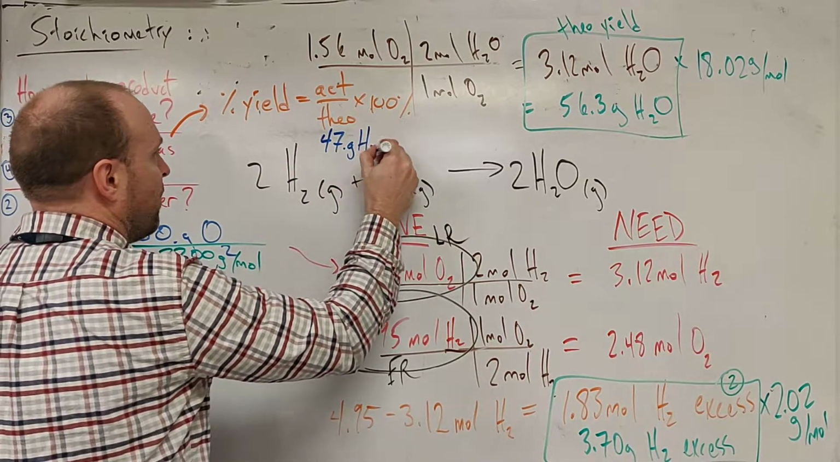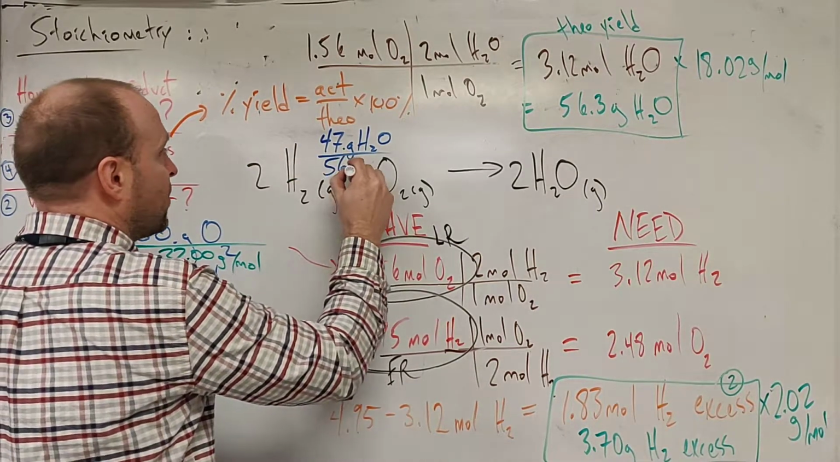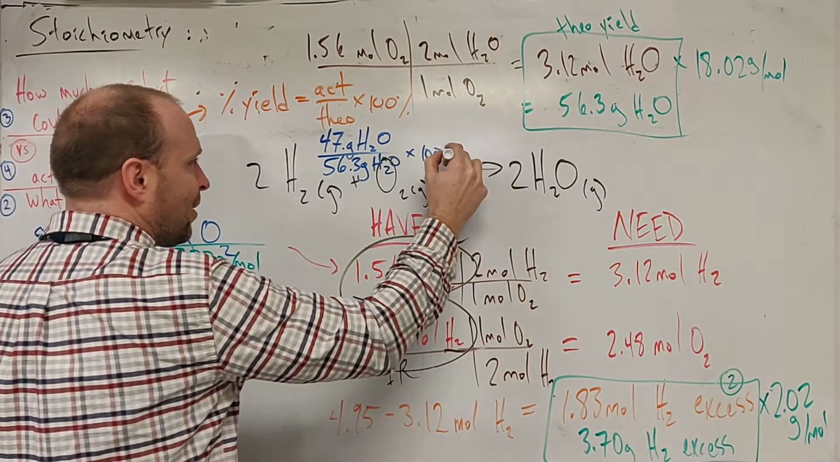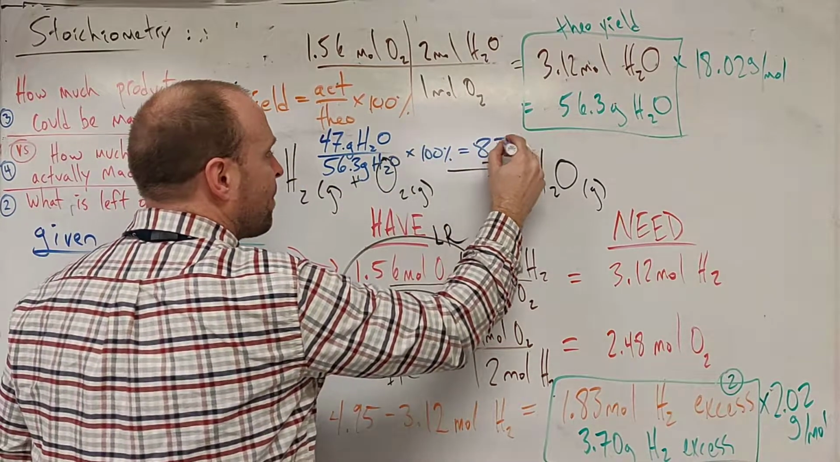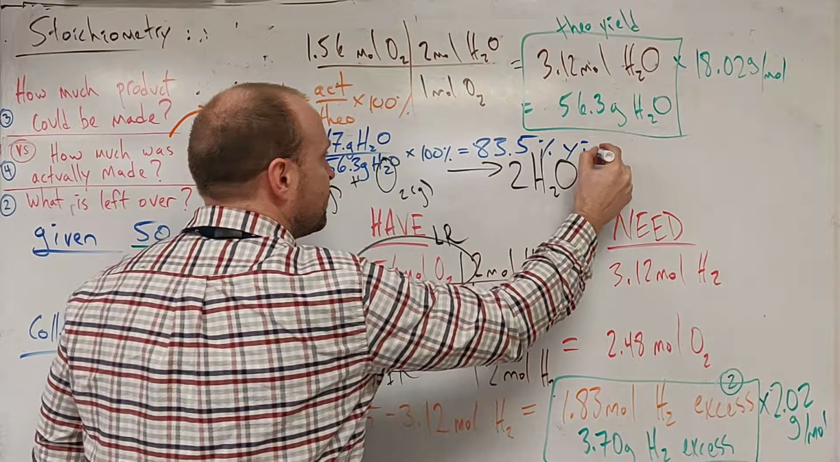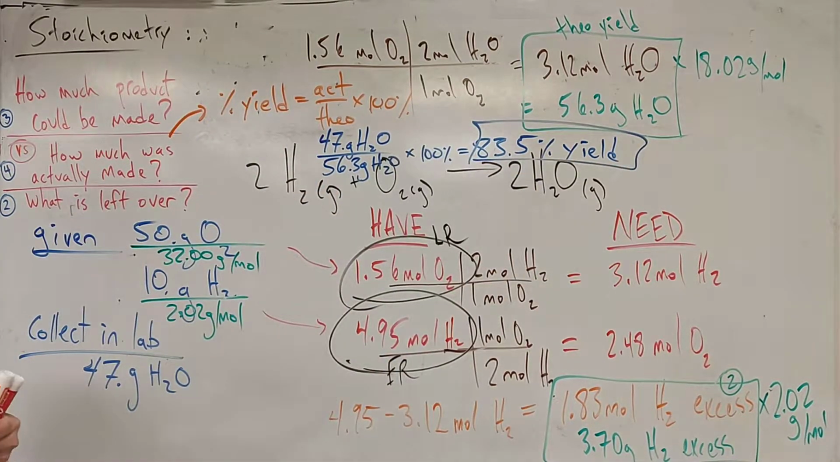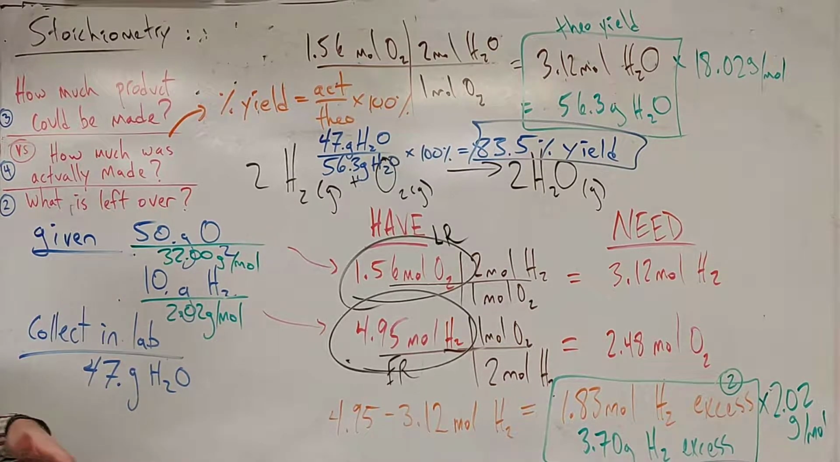So you've got 47 grams of H2O, and our theoretical yield was 56.3 grams of H2O. We divide and multiply by 100, and we end up, in this case, with 83.5% yield. All right? And that is how much we got compared to what we could have gotten. Once again, if you're wondering where this number came from, I made it up as a representation of what someone might have collected in lab. And there's ways that percent yields can be higher or lower.